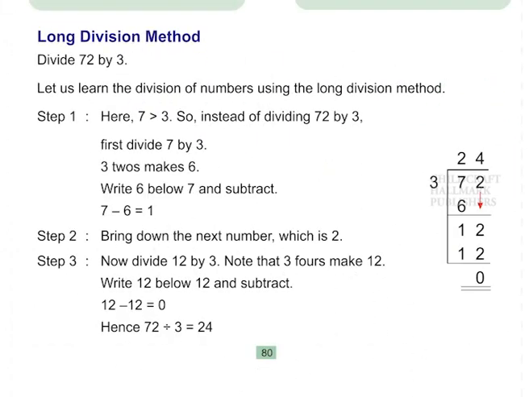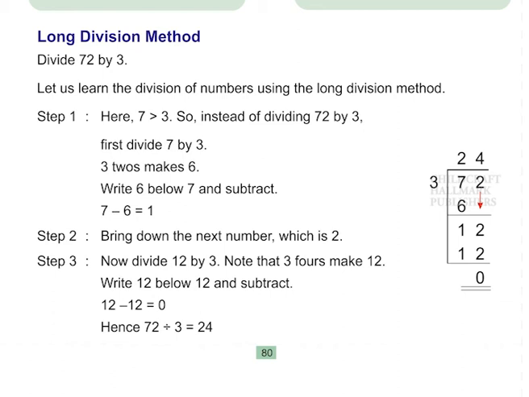Long division method. Divide 72 by 3. Let's learn the division of numbers using the long division method. Step 1. Here, 7 is greater than 3. So, instead of dividing 72 by 3, first divide 7 by 3. 3 twos make 6. Write 6 below 7 and subtract. 7 minus 6 is equal to 1.